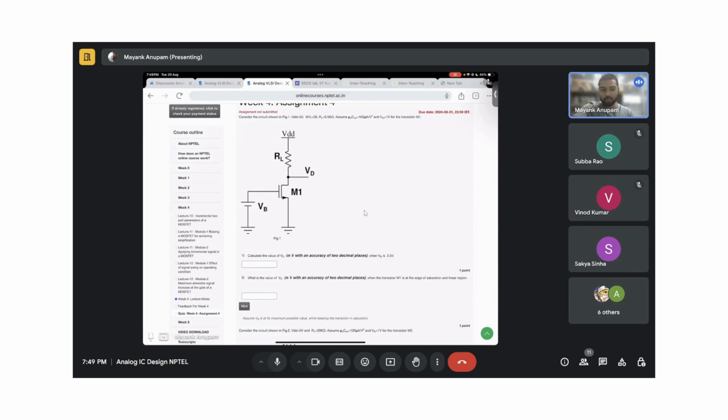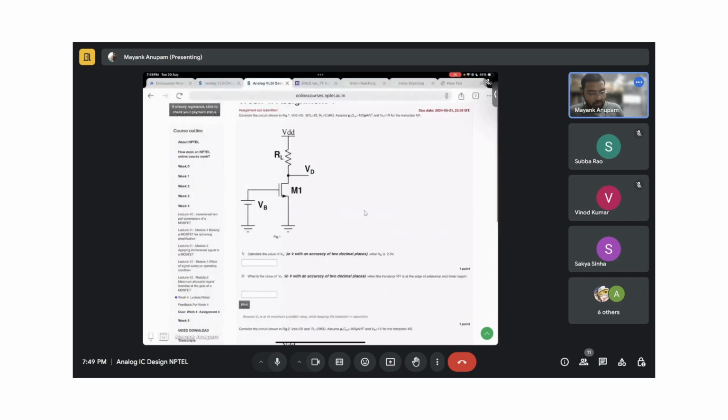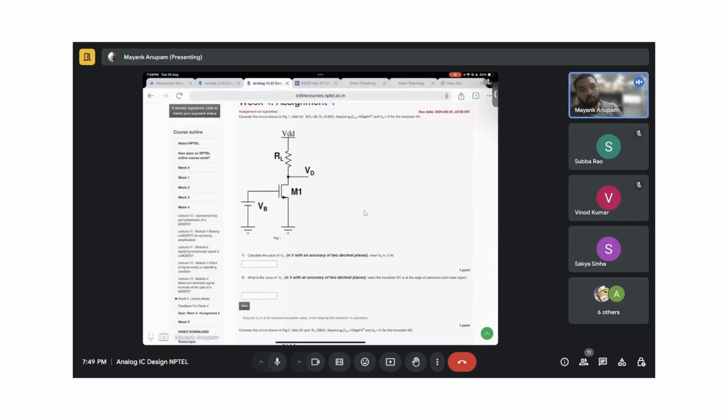I already discussed this today: if all other parameters are fixed and you keep increasing VB, there will come a time when the transistor will go out of saturation, right? So there is a maximum possible value of VB for which the transistor will still remain at the edge of saturation.